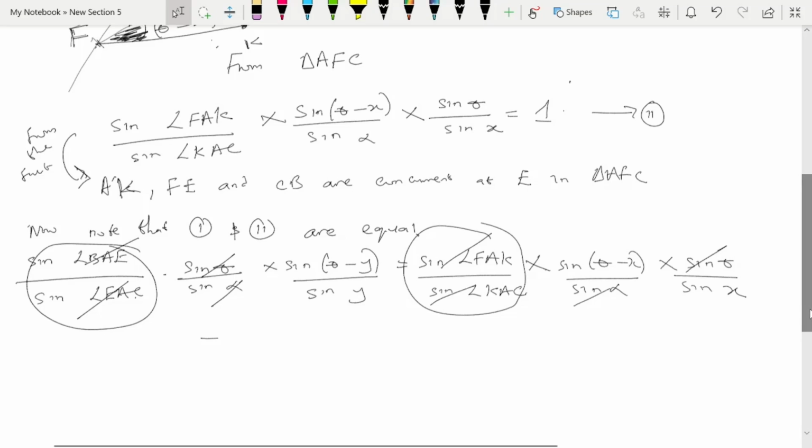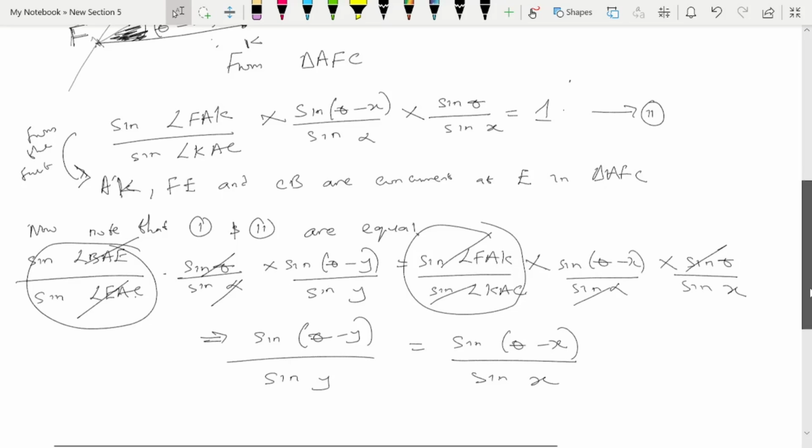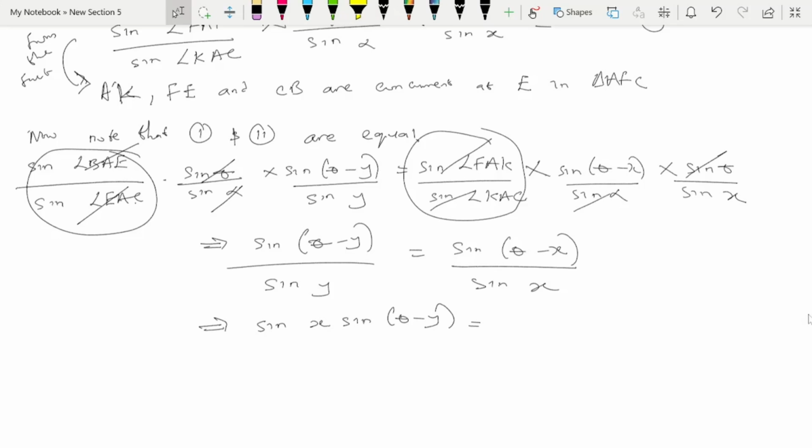So in the end, we are left with just sine theta minus y over sine y equals sine theta minus x over sine x, right? So we can cross multiply now. If you cross multiply, this means that sine x sine theta minus y is equal to sine y sine theta minus x. So at this point, I think your mind should be going back to the sum to product identities.